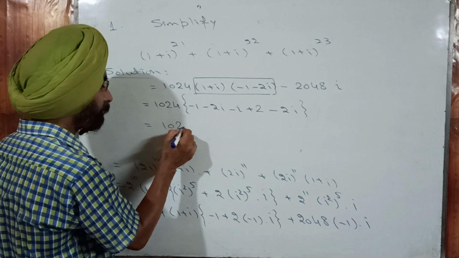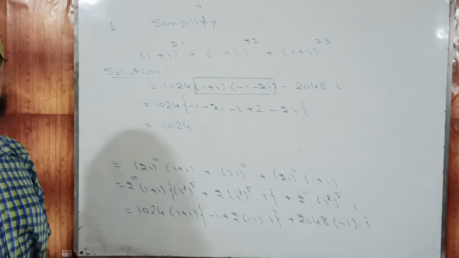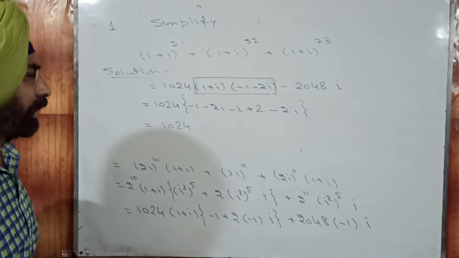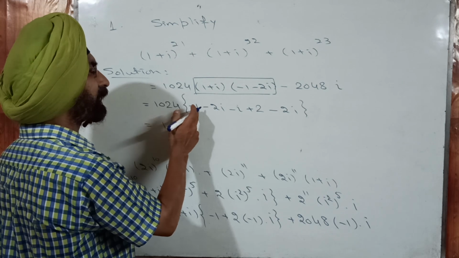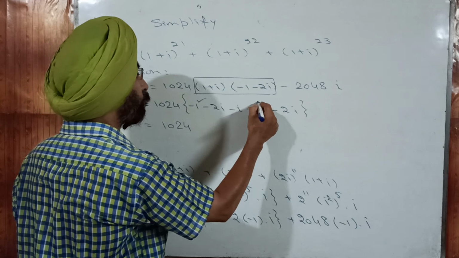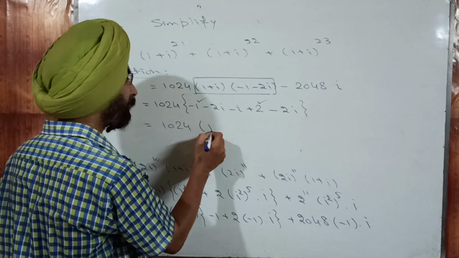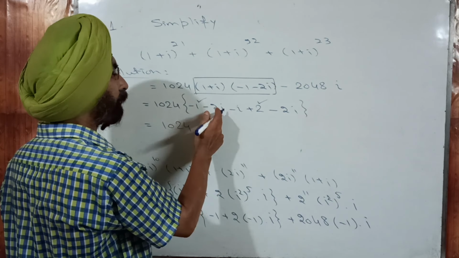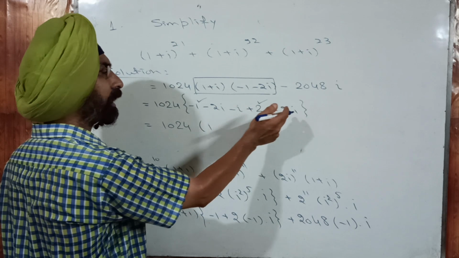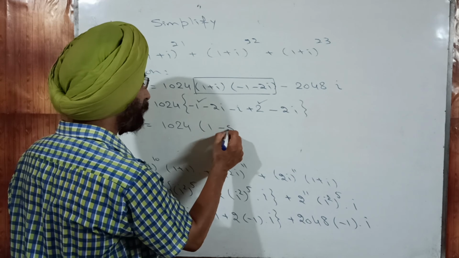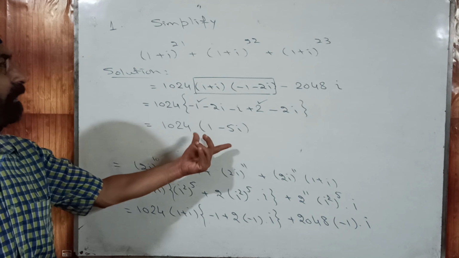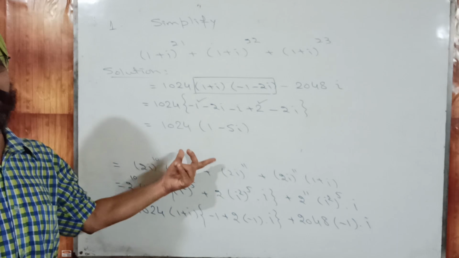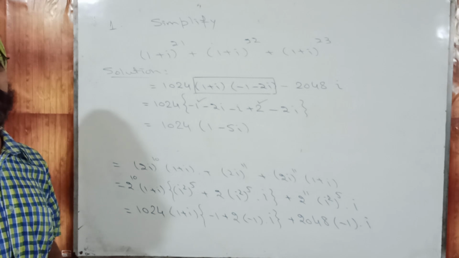And we are probably in the last part of the solution. This minus 1 plus 2 is 1. This minus 2 iota, minus iota and minus 2 iota is minus 5 iota. And this is the value of the given expression we have started with.